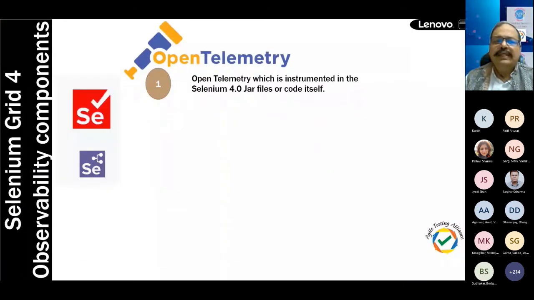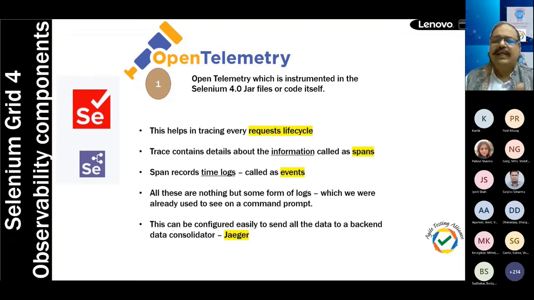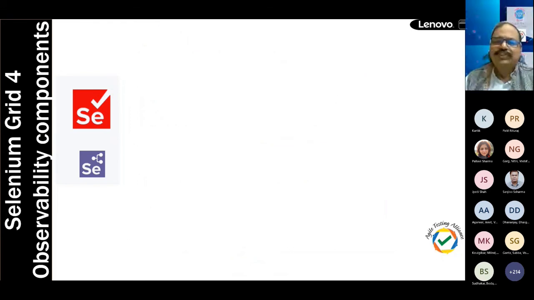So in setting up Selenium for observability components, number one we'll be using is OpenTelemetry, which is included in the Selenium 4 jar files itself. And this would help us trace the entire request. We can say that the trace contents is basically all spans, any log, any time interval. Anytime any log comes, that is called an event. We will consolidate all of this and send it to something called Jaeger.